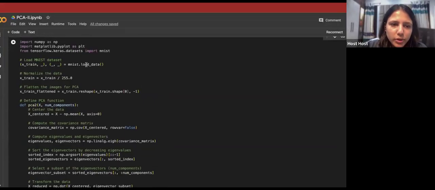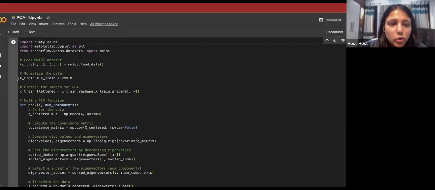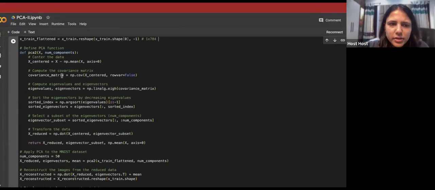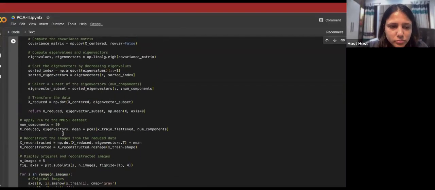I have loaded the MNIST data set over here. I have divided it. I have normalized the data. So the pixel values that the data has is from 0 to 255. So for images specifically, we usually do a division by the maximum value of the pixels. Okay. Then I have flattened it out. So now it has become a 1 cross 784 vector. Right? And this is the standard PCA definition that I had defined yesterday.